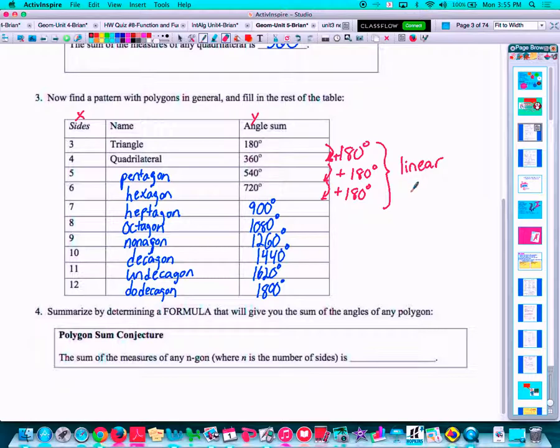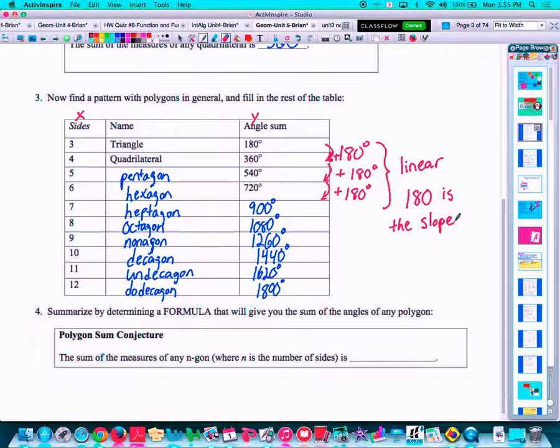It's linear, which means 180 is the what? It's the slope, okay? So 180 degrees is the slope of our linear equation. So our formula right down here is going to be a linear relationship. 180 is our slope. Now, what's the other thing we need in a linear relationship? At least with slope-intercept form, we need a slope and we need a y-intercept.